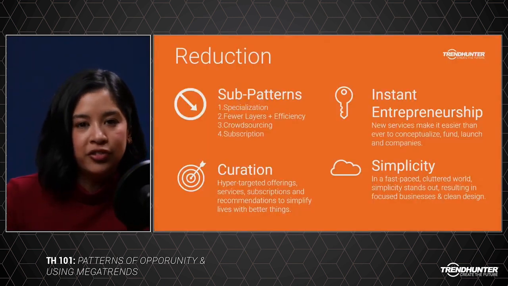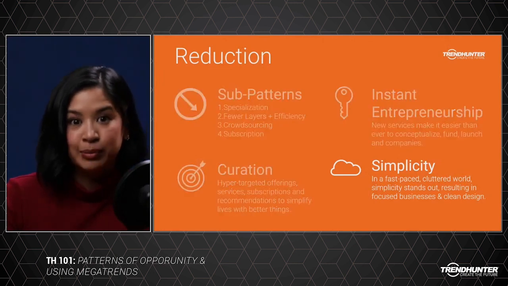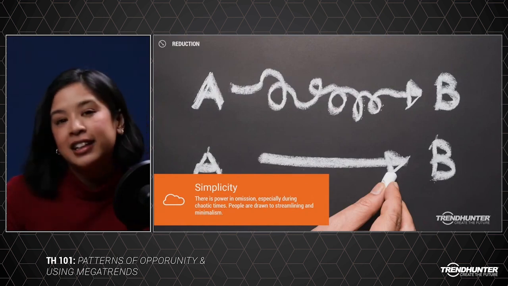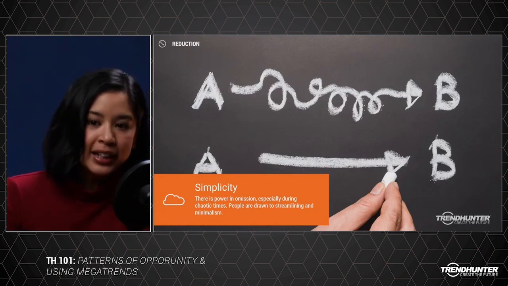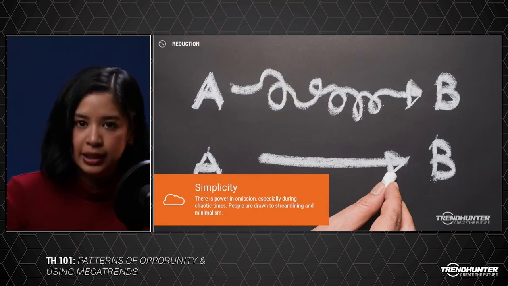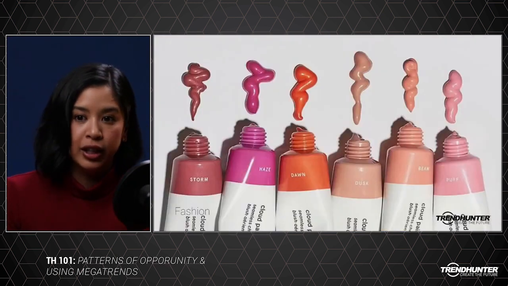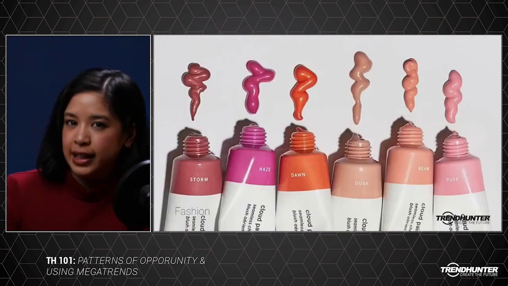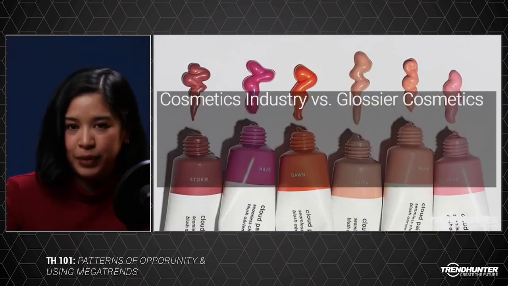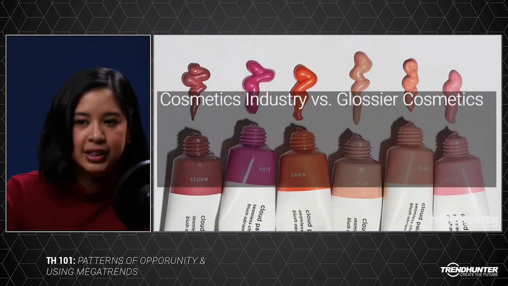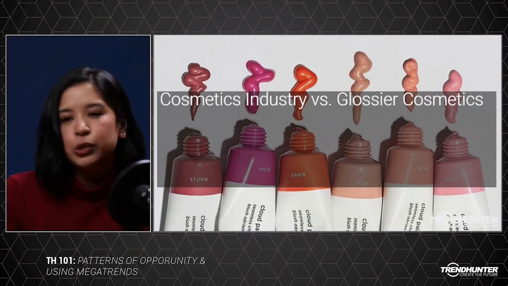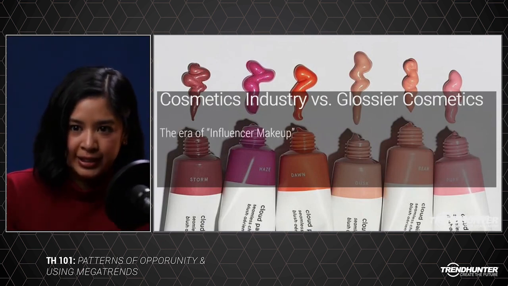Now we get to our final megatrend within the pattern of reduction, simplicity. Aptly named, simplicity, just like the reduction pattern itself, is about the power of omission, especially during chaotic times. People tend to be drawn to streamlining, to minimalism, to this idea of just simplifying their lives in general. Now, one of my favorite examples of simplicity in pre-pandemic times is Glossier. For those of you who are unfamiliar, Glossier is a cosmetics brand that came out in, I believe it was 2015, maybe 2016, with a much more simplistic mission than everything else in the cosmetics industry.